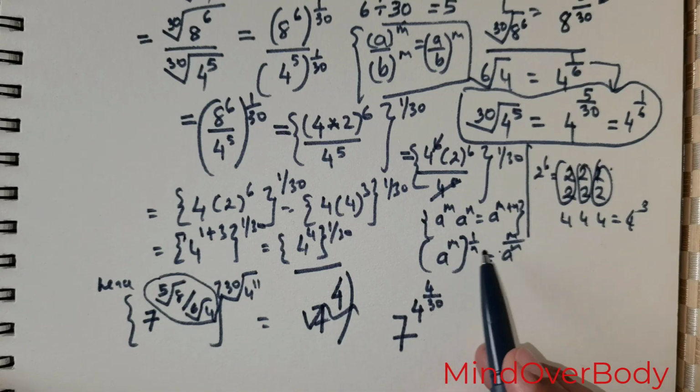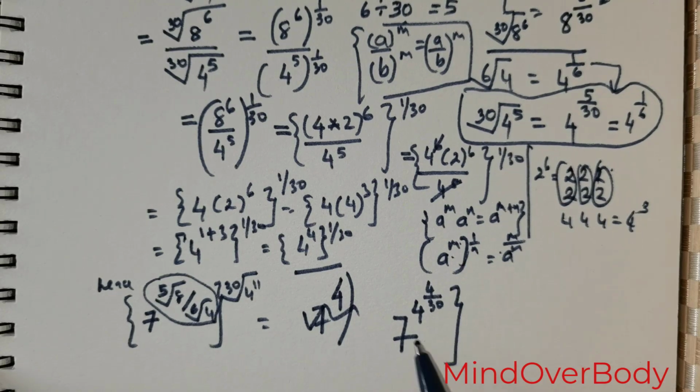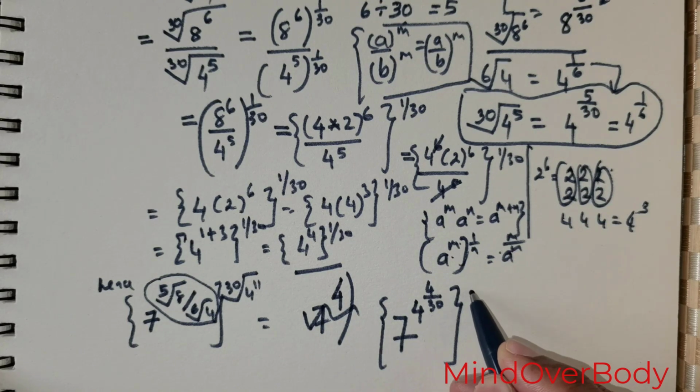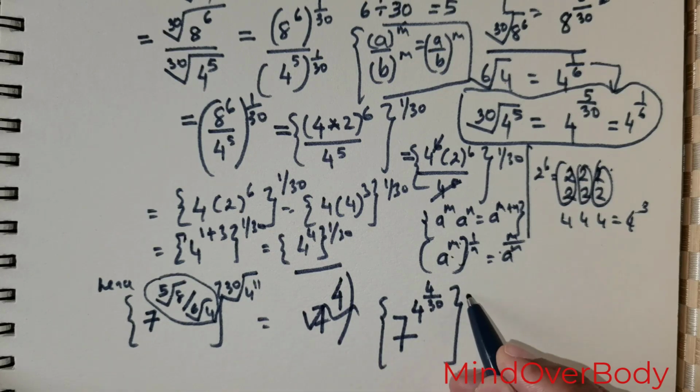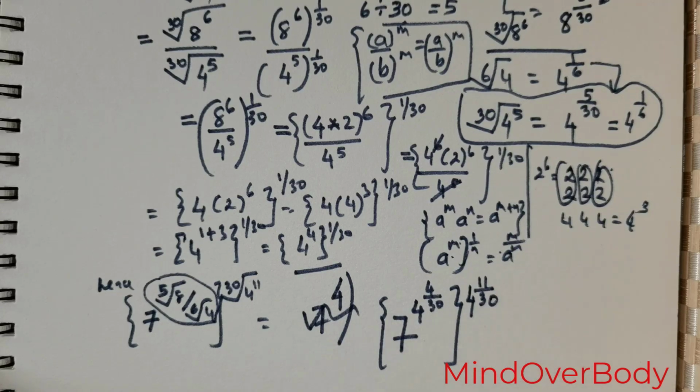By this law, a raised to the power m raised to the power 1 over n is a raised to the power m over n. So I'm just writing it like this. Now this is actually raised to the power of the 30th root of 4 raised to the power 11. Now this can be rewritten as 4 raised to the power of 11 over 30. So this is what we have got, 4 raised to the power 11 over 30.